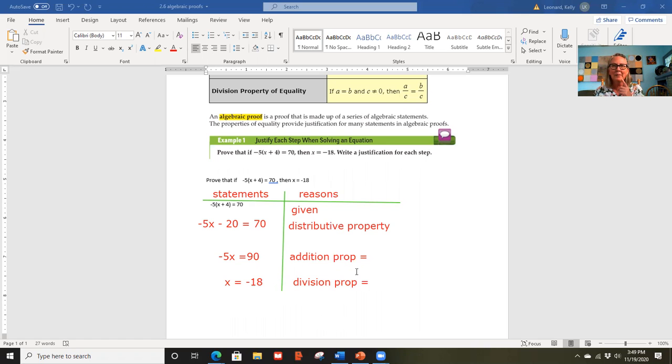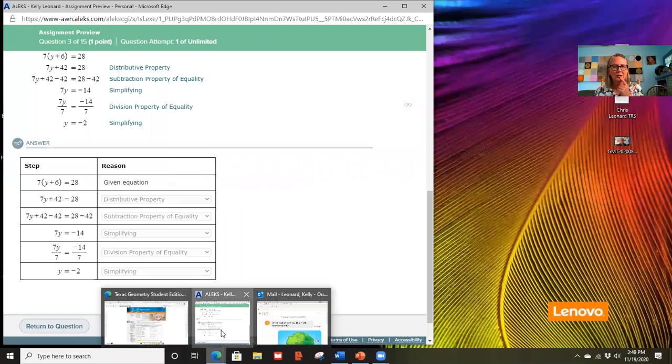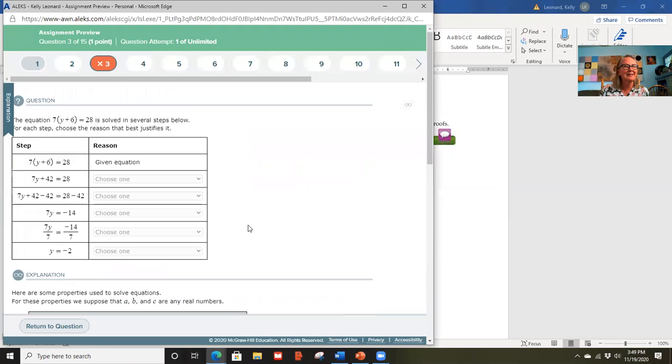I have one other example of something I want to show you. It is how Alex asks you this question. It says, the equation 7(y + 6) = 28 is solved. So they solved it for you. In other words, we believe that you know how to do algebra. We believe you know how to solve equations. So the assignment's not just to solve, it's to justify each step.